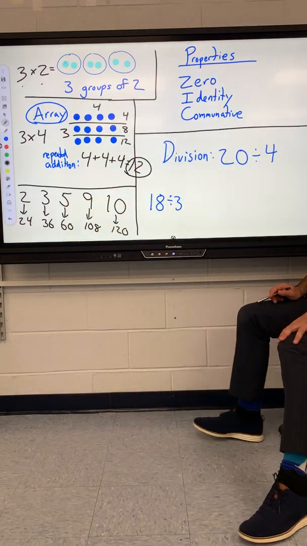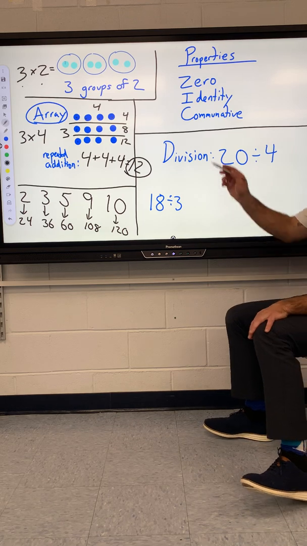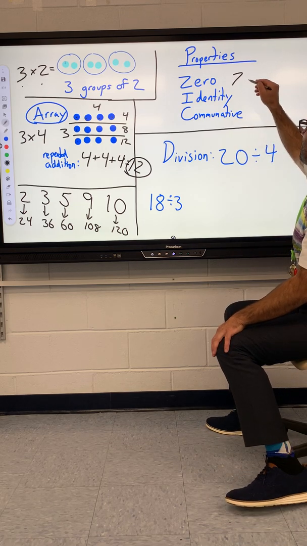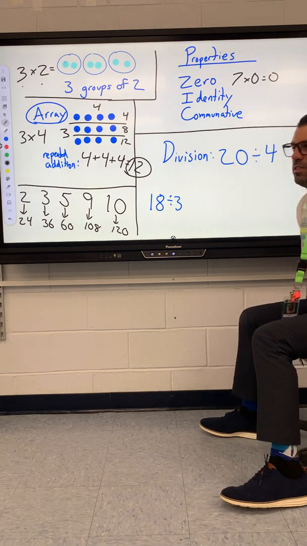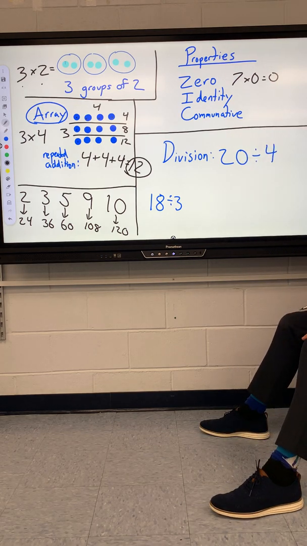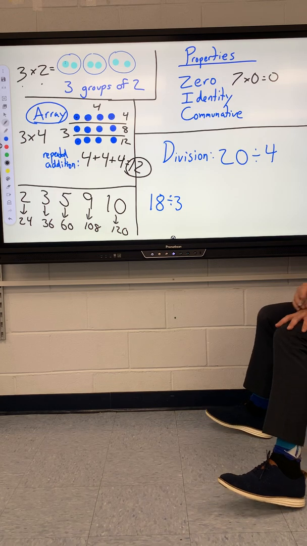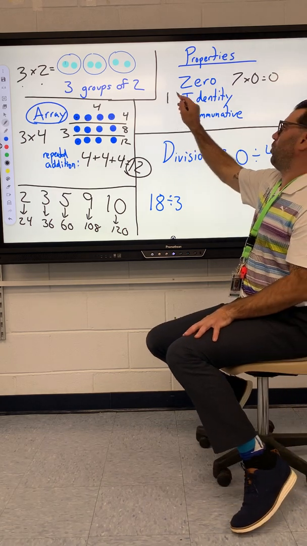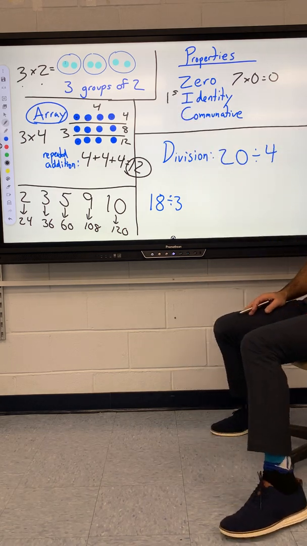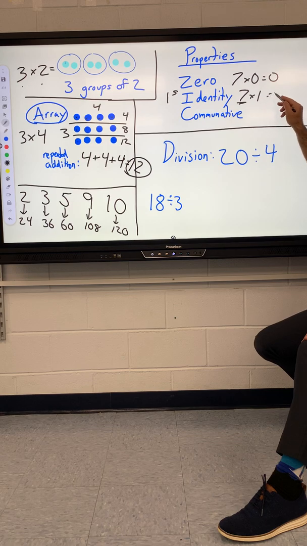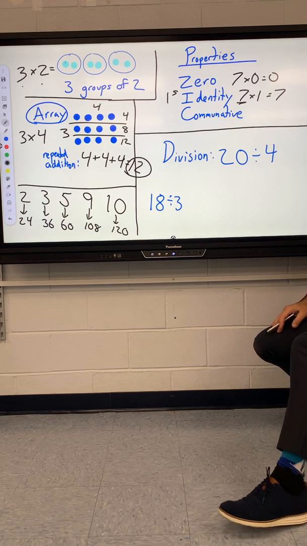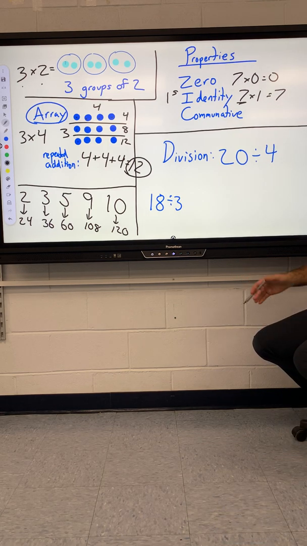Then we learned some properties. The 0 property. Anything times 0 is 0. 7 times 0, 0. 12 times 0, 0. It will always be 0. The identity property, also called the ones property, any number times 1 is itself. So if I was doing 7 times 1, it's always the other number, 7. Or if I did 12 times 1, 12.